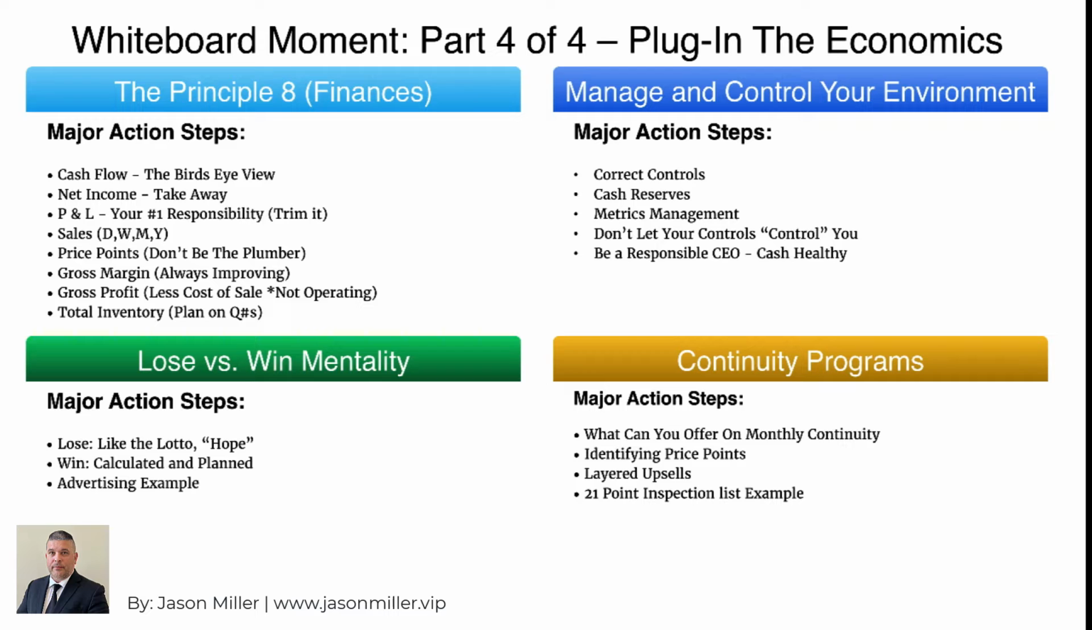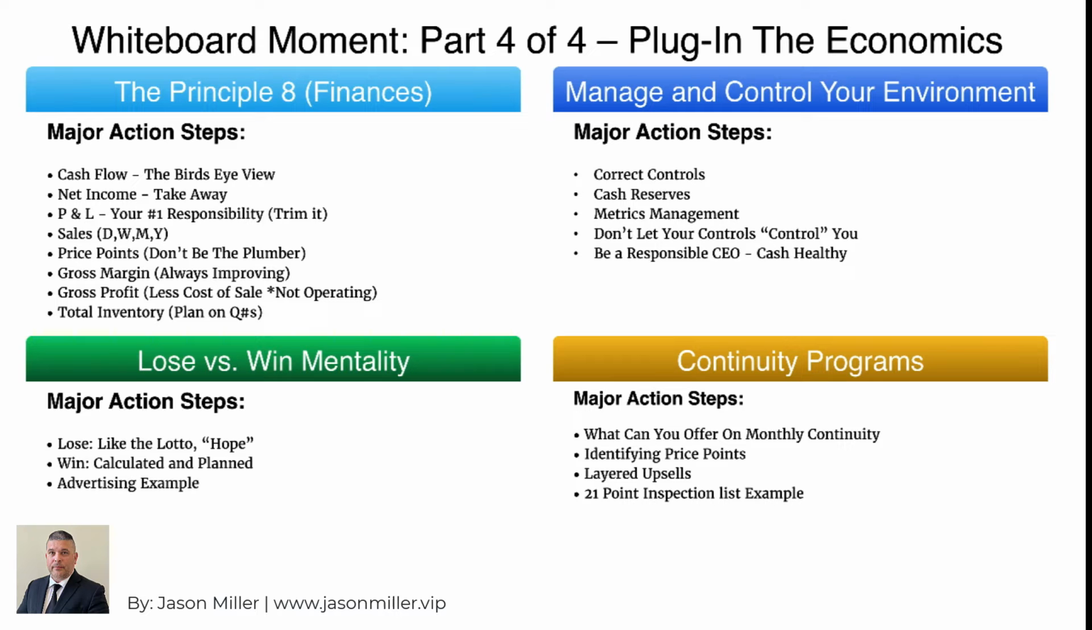Trim it, it's like a hedge. If you don't trim it, it'll grow out of control. A P&L is the same thing. If you don't control that P&L, all of a sudden your expenses start to grow and you're not keeping track of it and you're not trimming where necessary.